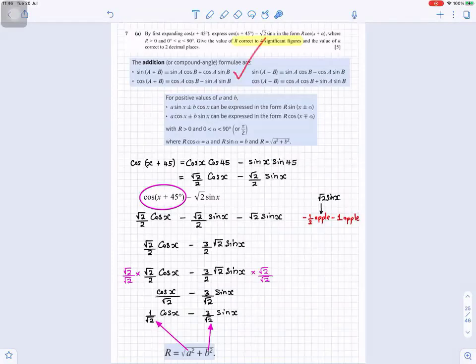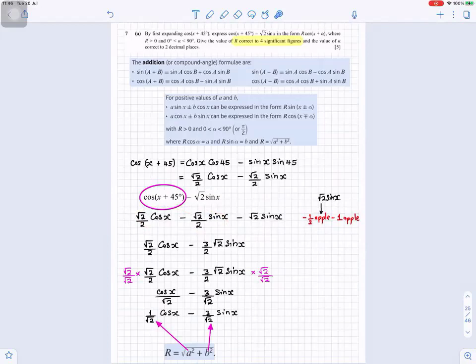So these are the formulas that we're going to use. We're going to expand cos x plus 45. That's cos x cos 45 minus sine x sine 45. Cos 45 is root 2 over 2, so that will be root 2 over 2 cos x. Sine 45 will be root 2 over 2 sine x. Now we have cos x plus 45 minus root 2 sine x. So we can write this as root 2 over 2 cos x minus root 2 over 2 sine x, and then replace this with minus root 2 sine x.